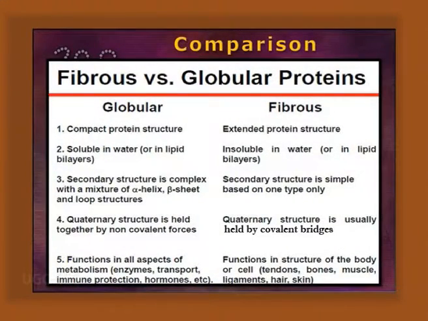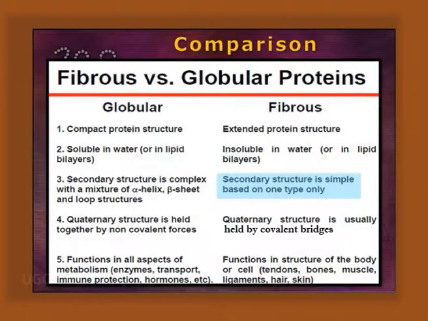Next, comparison between fibrous and globular proteins. Globular proteins have a compact structure, a compact fold, but fibrous proteins have an extended structure. Globular proteins are soluble in water, but fibrous proteins are insoluble in water. In globular proteins, different types of secondary bonds are present. Different types of secondary structures, alpha and beta, are held together, so different secondary structures are present.